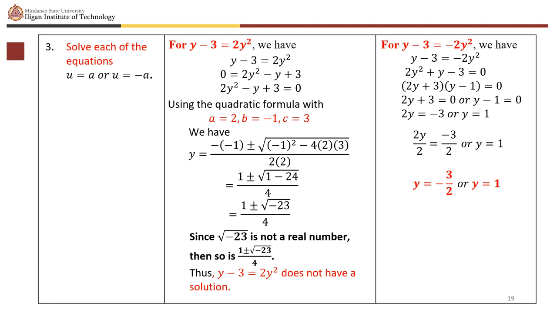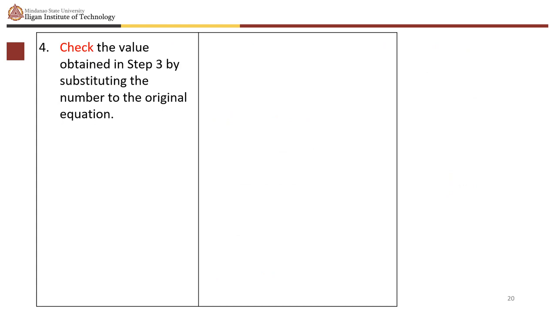So continuing further, we can divide both sides of the first equation by 2 to come up with the following. That is 2y over 2 equals negative 3 over 2, meaning to say y is equal to negative 3 over 2. Or, in this case, y is equal to 1. So, we now check the values obtained in step 3 by substituting the number into the original equation.